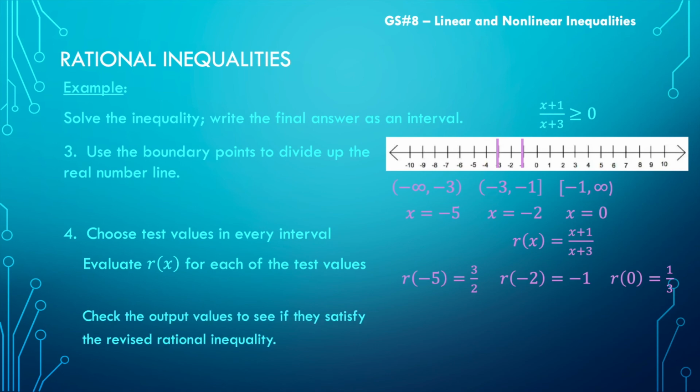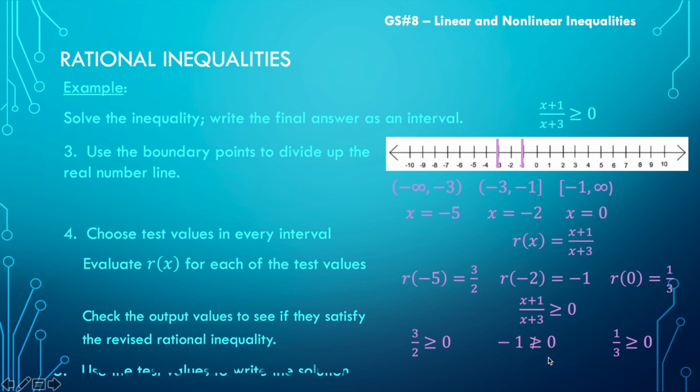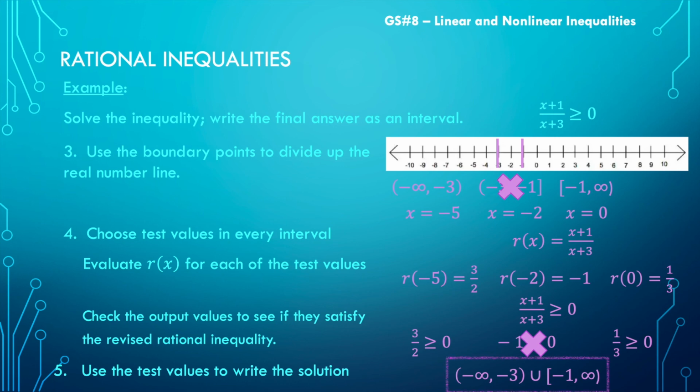So now let's check those output values and see if they satisfy that rational inequality. Is 3 halves greater than or equal to 0? Indeed it is. Is negative 1 greater than or equal to 0? It is not. And is 1/3 greater than or equal to 0? And we have another winner. So we can eliminate this middle portion of the graph as part of the solution set, and just the outer portions will be our solution.